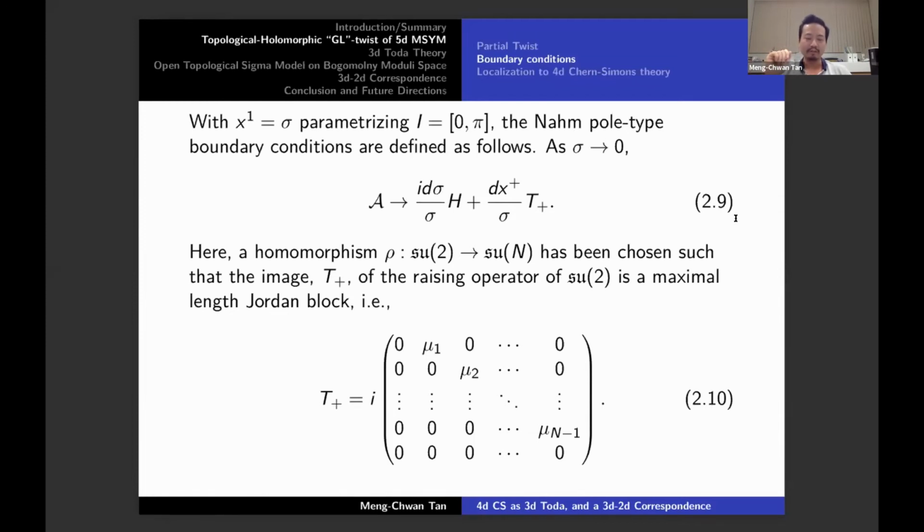There's a homomorphism of SU2 into SUN, and it's chosen such that the image under this homomorphism of the SU2 matrix to an SUN matrix, which we call T plus, is the raising operator of SU2. So it takes this form. The point is there are these constants inside here, which we label as mu1, mu2, mu_n. Okay, so this is the T plus. This is how it's defined.